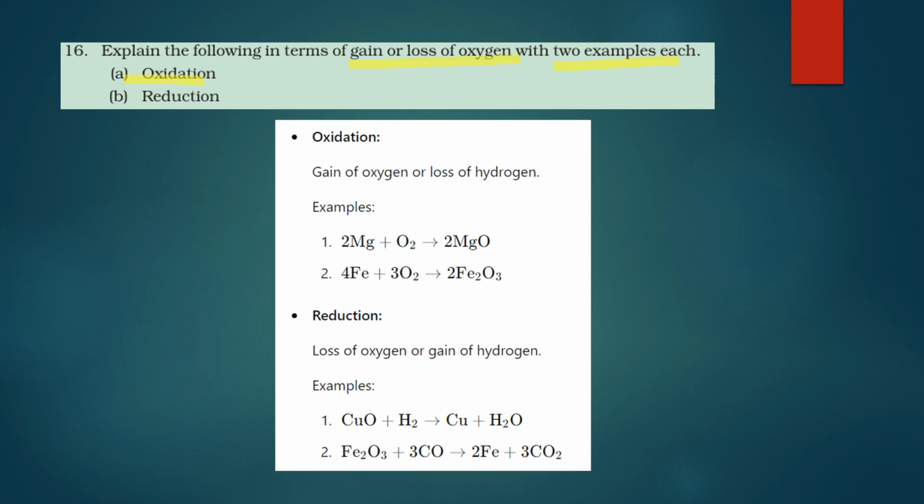So we know oxidation is basically gain of oxygen or loss of hydrogen. And these are the two examples. Again, reduction is the loss of oxygen or gain of hydrogen. So these are the two examples.